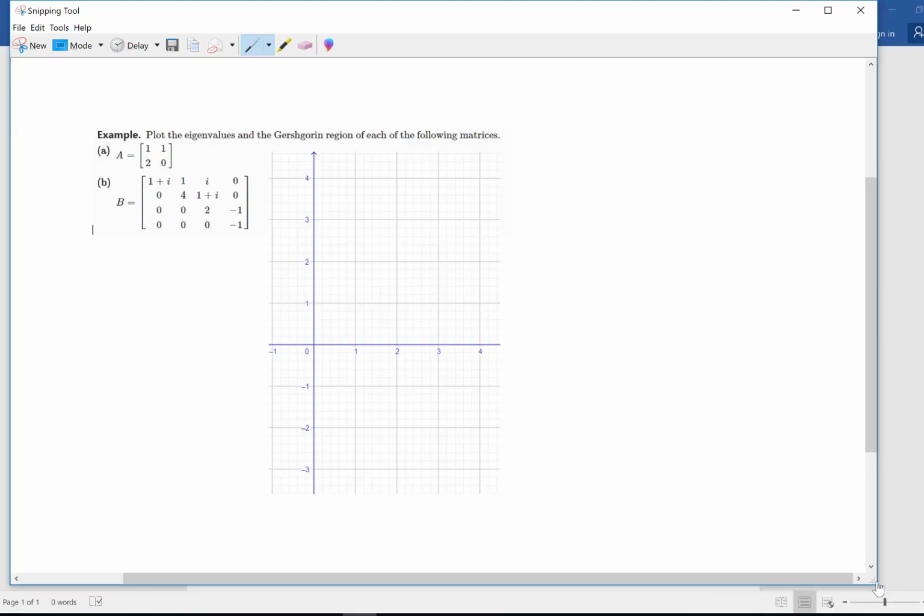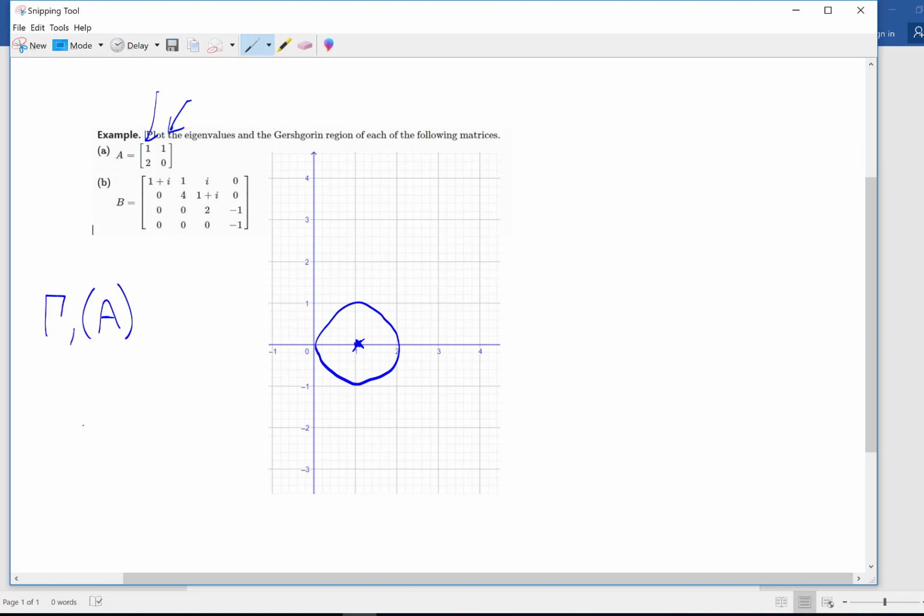So it asks me to plot the eigenvalues and the Gershgorin region of each of the following matrices. I'll start with matrix A. And so we're going to plot gamma 1 of A in blue. If I look at row 1, this 1 right here, that's the center. So there is a center of the disk at 1, and the radius of the first disk is also 1. And so my Gershgorin disk is a circle of radius 1 centered at 1. That's not too hard. Let me get a different color for gamma 2. Why don't we use red?